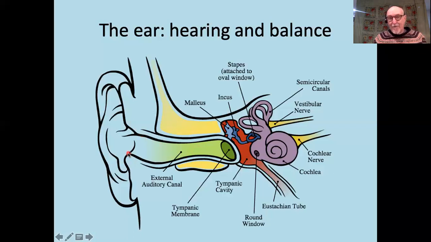Now, the wax is there for a very good reason. That is, it's strongly antibacterial. And it keeps your ears free of infection by bacteria and by fungi as well. It's there for a very good reason. And under normal circumstances, the ear canal is not clogged with wax. In fact, the wax forms like a tubular shell around the ear canal.